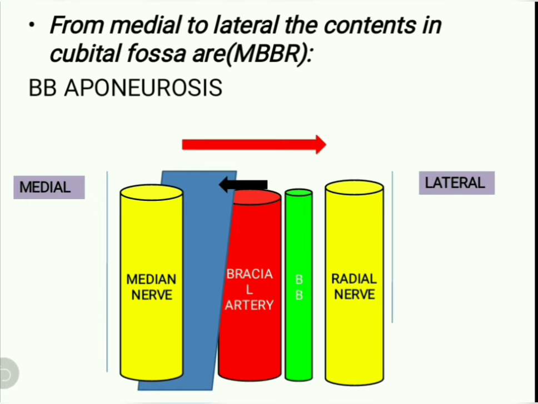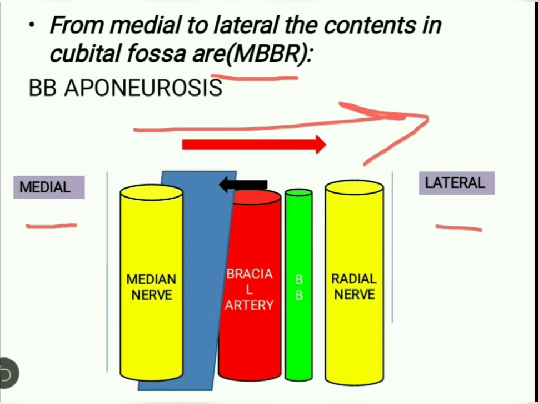Contents of the cubital fossa. It is very important to know about the contents of the cubital fossa because questions are often asked from this topic. Now, the contents. If we move from medial to lateral, we'll find there are four structures or four contents.